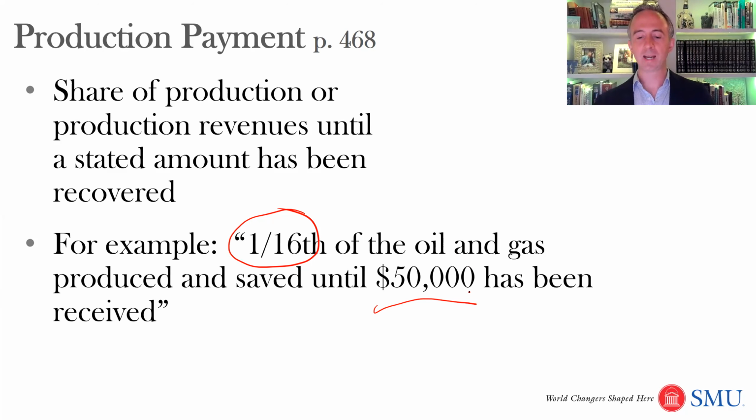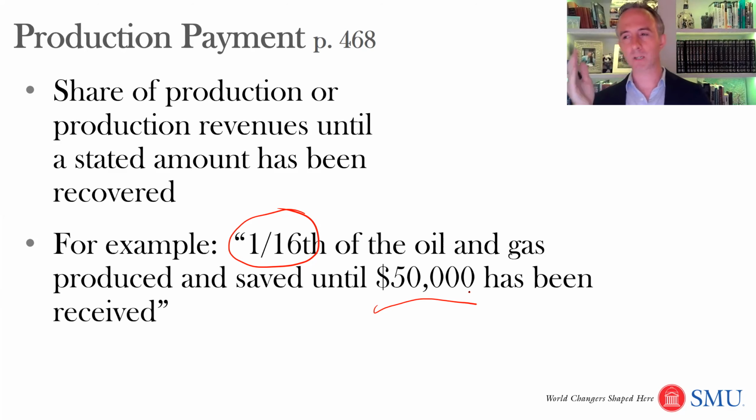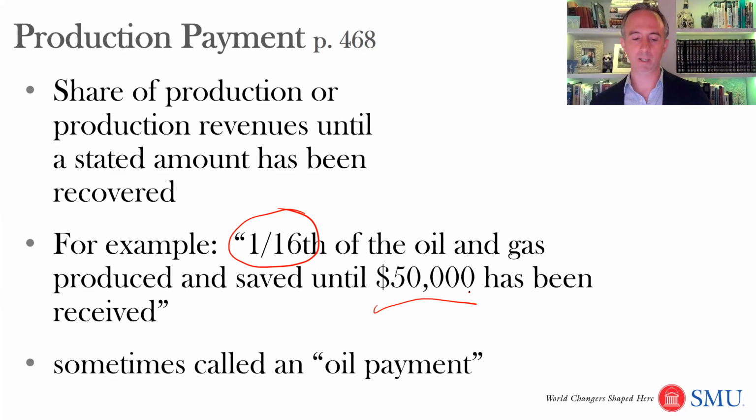Because what if you said until 50 million has been received? Well, then you're not going to receive that from one well likely. And so that would suggest that you get a full extra 16th. So I think at that point, it really would be a royalty. It would just be an extra 16th of production because you'll never hit that cap. So anyway, there can be tough gray areas when you're trying to figure out if a production payment is really a royalty or really a bonus.